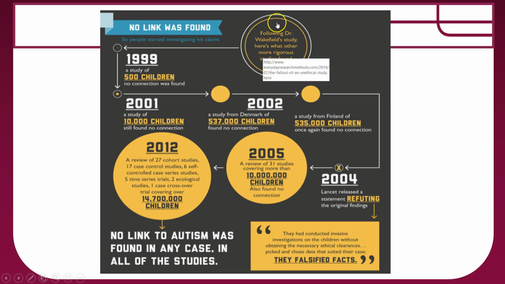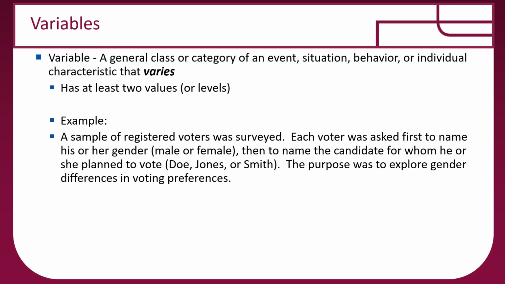And you can see here, and you could pause this if you want to look at it. Dr. Wakefield did that first study, and then we had a study in 1999 of 500 children that found no link. In 2001, a study of 10,000 children found no link. In 2002, you can see, and continuing on, no link to autism was found in any of the studies, and that they had falsified their data. So that is very unethical. All right, more about research.